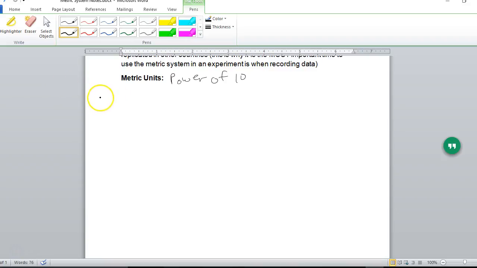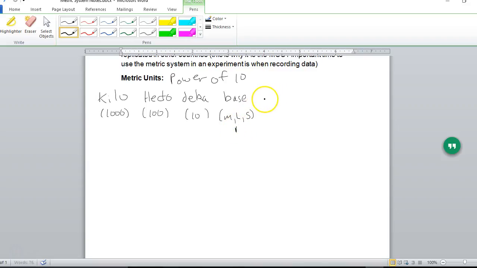The prefixes we're going to use in our class: kilo, which is worth 1,000. You have hecto, which is worth 100. You have deca, which is 10, like decade. And then you have your base unit, which we're going to go over. It could be meters, liters, or seconds. Your base is worth 1.